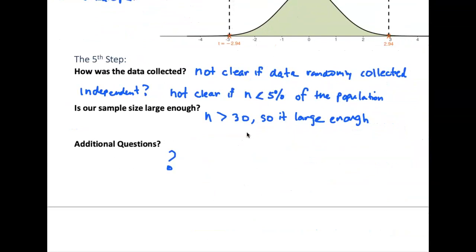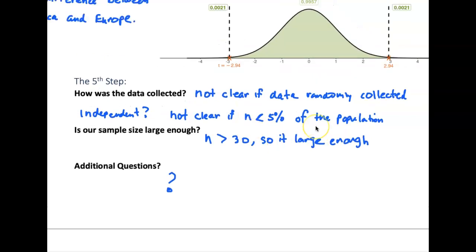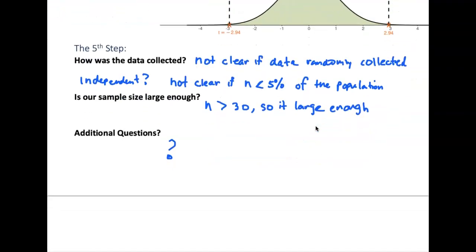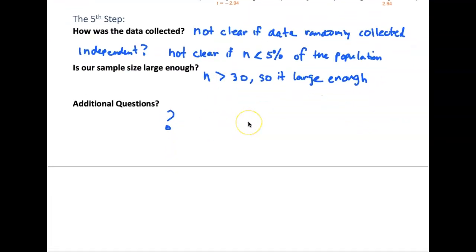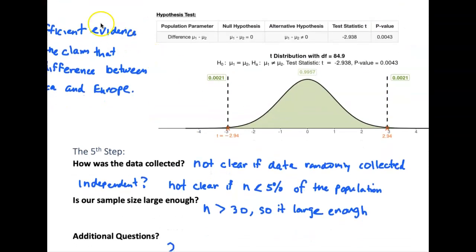Again, fifth step, how was the data collected? Not clear if it was randomly collected. Is it less than 5% of the population? We have to do a little bit more investigation, but it's a question we need to know. It is large enough because n is greater than 30. And what additional questions you ask, that's up to you.